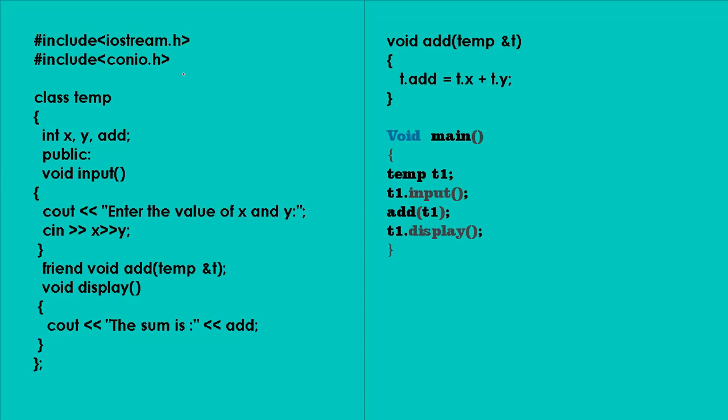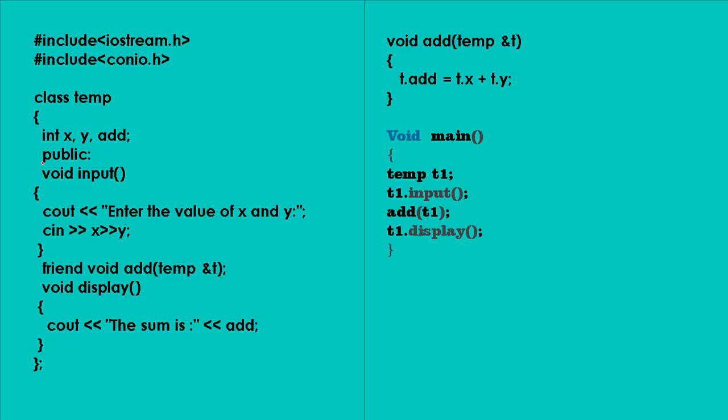This is an example program for the friend function. In this program we are using a friend function. We have two header files here, that is hash include iostream.h and hash include conio.h. Then you have class, which is a keyword, and temp is the class name. Inside the class we have int x, y, add, which are variables of integer type. Int is the data type. When no access specifier is specified inside the class, by default it will be private.